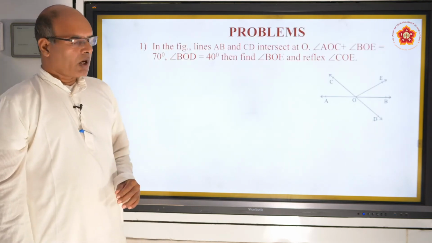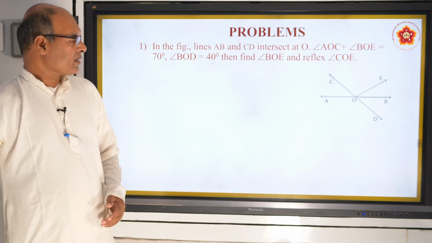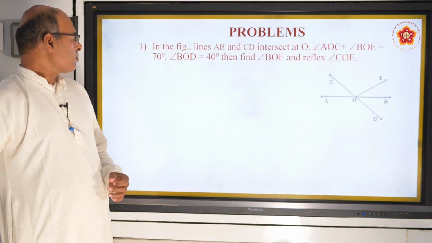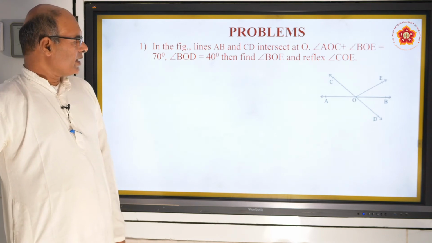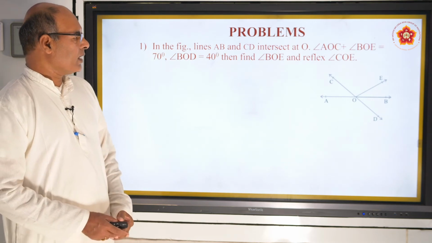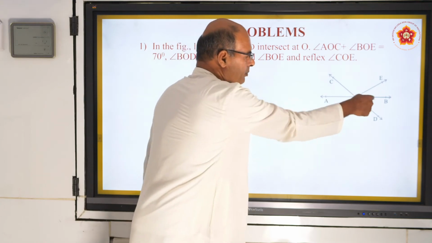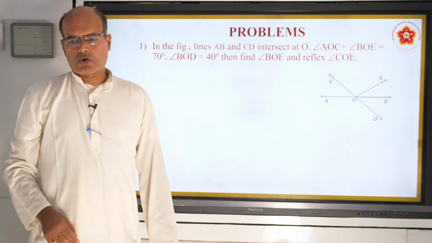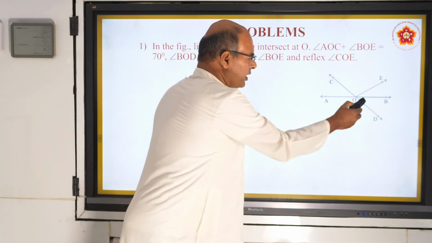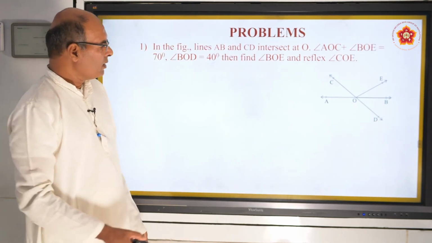Now let us solve some problems related to these pairs of angles, mainly linear pair angles and vertically opposite angles. So carefully read the problem. In the figure, lines AB and CD intersect at O. Angle AOC plus angle BOE together is 70 degrees. Angle AOC is here, angle BOE is here. The sum of those two angles is 70 degrees. Angle BOD is 40 degrees. So this angle, BOD, is 40 degrees. Then we have to find out angle BOE.